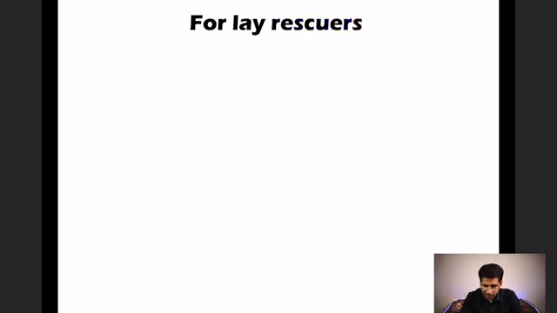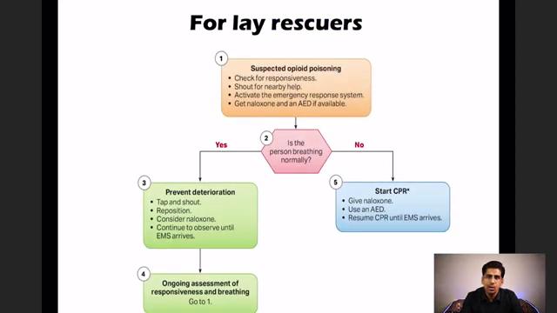First of all, whenever you suspect opioid poisoning, you have to carry on the steps of BLS. Check responsiveness, shout for help, activate emergency services, and get naloxone, which is very, very important, and an AED if available. Now, if the patient is not breathing normally, then you have to start CPR and give naloxone. Obviously, we are talking about opioids, so you have to give the antagonist for it, that is naloxone, and use an AED and resume CPR until the EMS arrives.